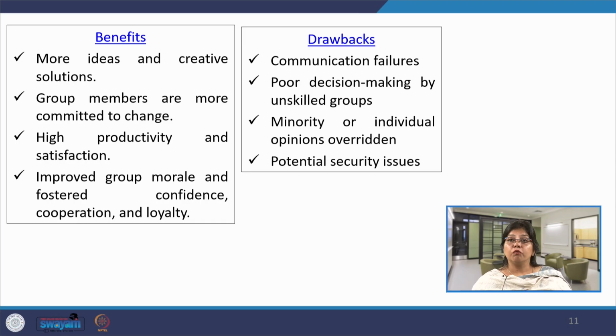Minority or individual opinions are overridden, and there are potential security issues. Because of freedom, maybe an employee can share secrets with a competitive organization, which can again pose a threat to organizational security, and sometimes the opinions of the group members are taken for granted. That means they become overconfident about the decision of the group member. So, this leadership style has its own benefits and drawbacks.